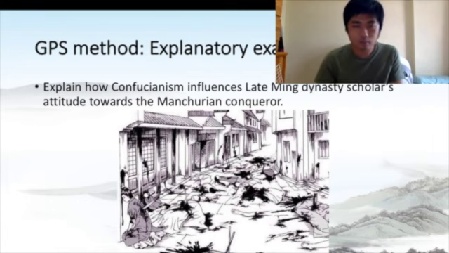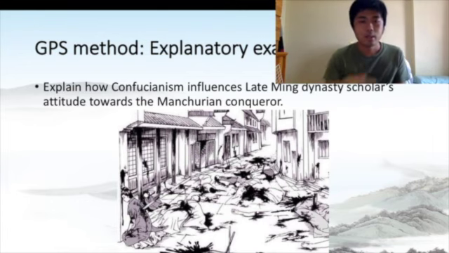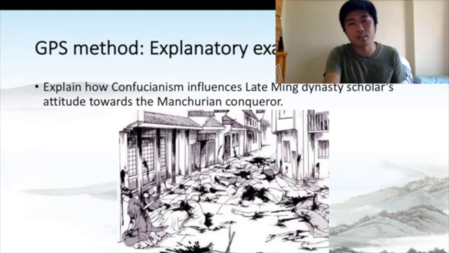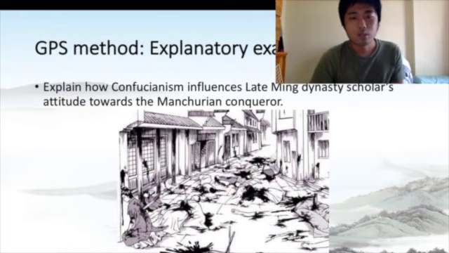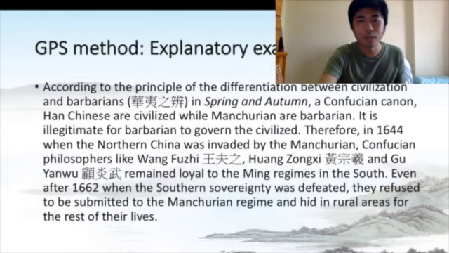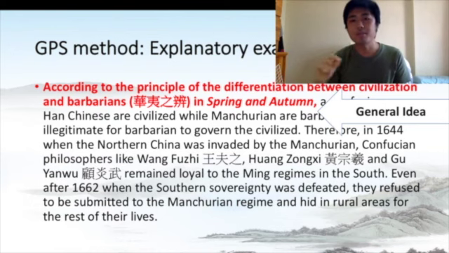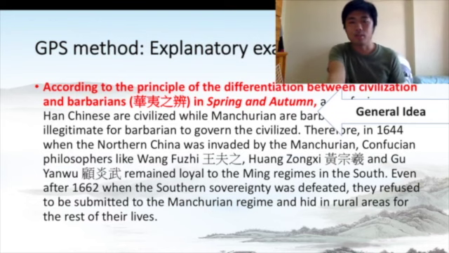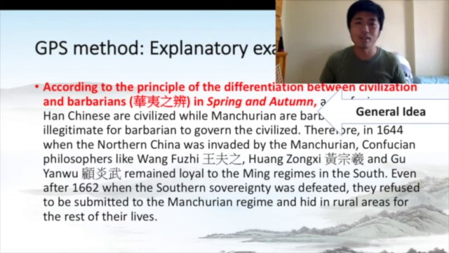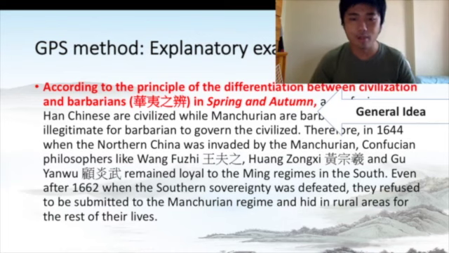Here is an explanatory example. Explain how Confucianism influenced late Ming Dynasty scholars' attitude towards the Manchurian conquerors. So we have a very long answer. In the beginning, we show a general idea first. According to the principle of differentiation between civilization and barbarians, 华夷之辩, in the Spring and Autumn Annals, a Confucian canon. Okay, we stop here. This term is very fancy, isn't it? Differentiation between civilization and barbarians. But if we do not explain its meaning, it becomes nonsense.